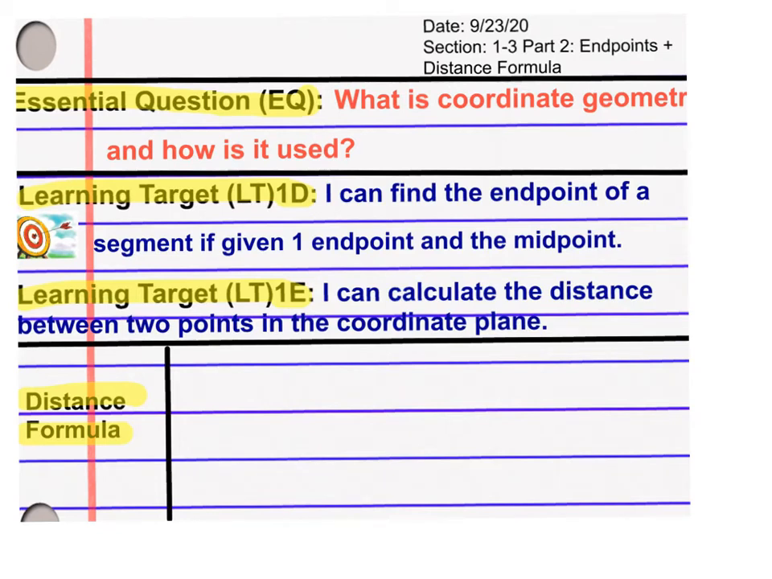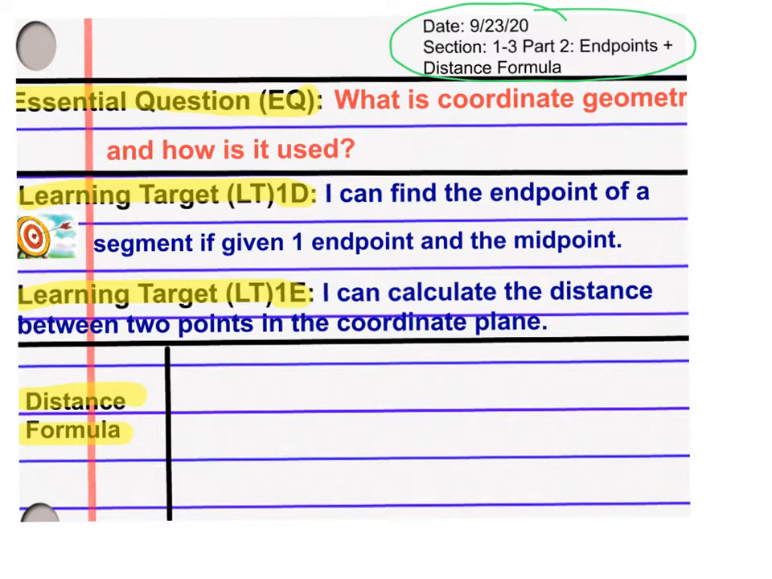This is going to be the second day and the second half of section 1-3 in your Big Ideas textbook. Today's Wednesday, September 23rd, so make sure you set up your notes with your 3 horizontal lines, your vertical line. Here is the date and subject up here, 9/23/20. Section, we're on 1-3 part 2, which will go over how to find an endpoint, not the midpoint, but the endpoint, and how to find the distance between 2 locations.